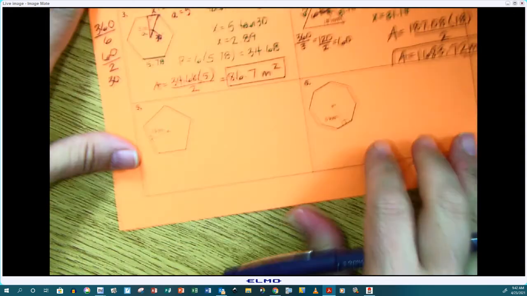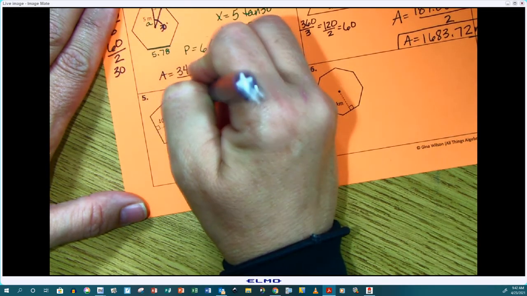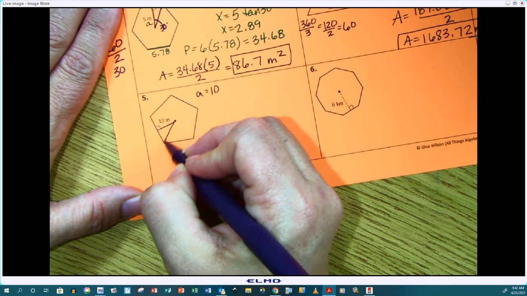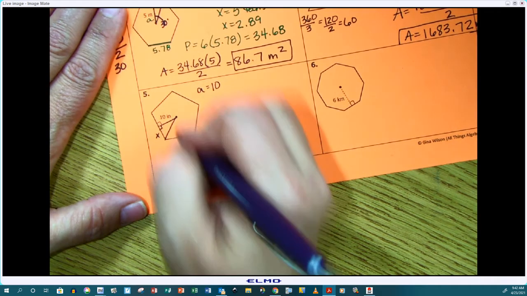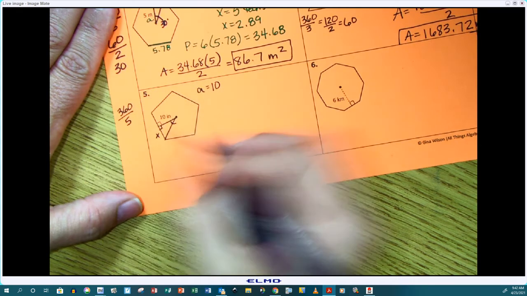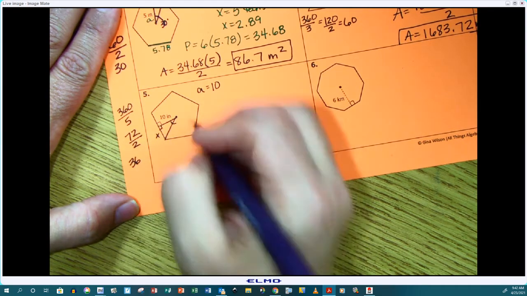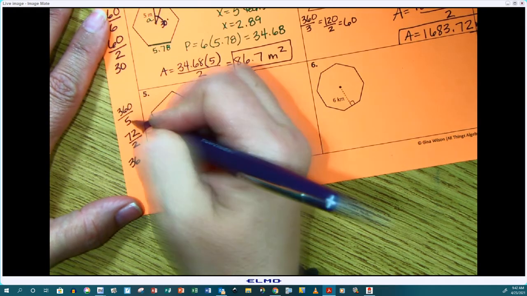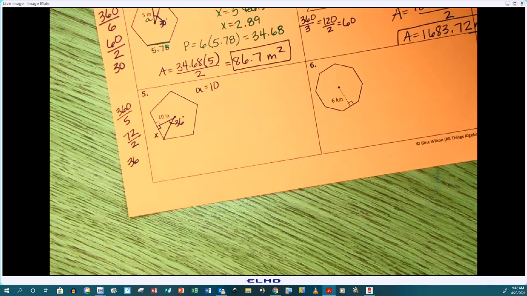All right, number 5. Number 5 is a pentagon. So I know that my apothem is 10. If the apothem is 10 and I draw my radius, I can find this piece here. So I'm going to find the angle. The angle is 360 divided by 5, because there's 5 sides, which is 72. Then I'm going to divide by 2, which is 36. So this angle is 36 degrees. So divide by the number of sides and take half. That gives you your angle. It's the same thing every single time.